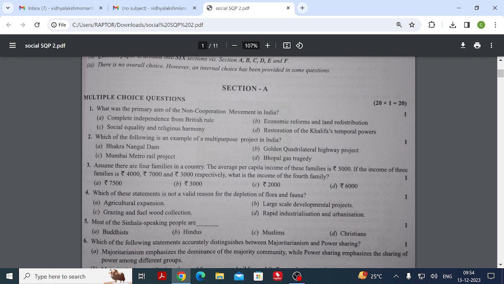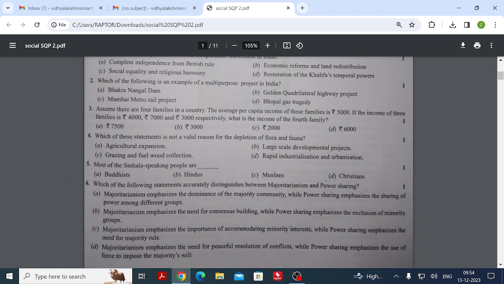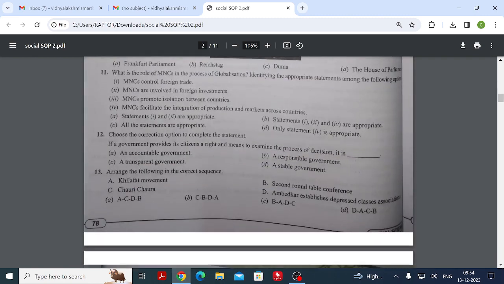Okay, so you could see non-cooperation movement is all about not cooperating with the Britishers. So when Mahatma Gandhi adopted this, other leaders needed to start a non-cooperation movement in support of Khilafat as well as for Swaraj. So the primary aim of the non-cooperation movement is to... what was the primary aim? Restoration of Khalifa's temporal powers or complete independence from, let us check over here.